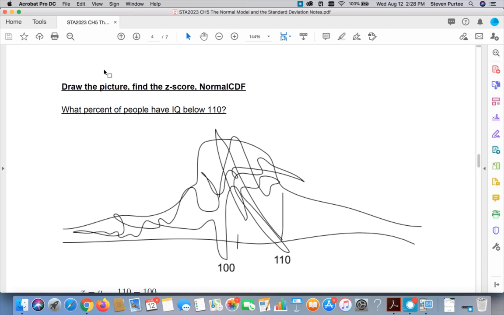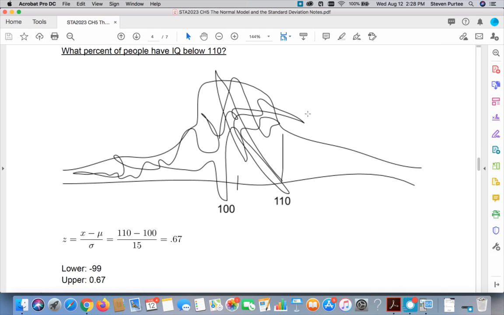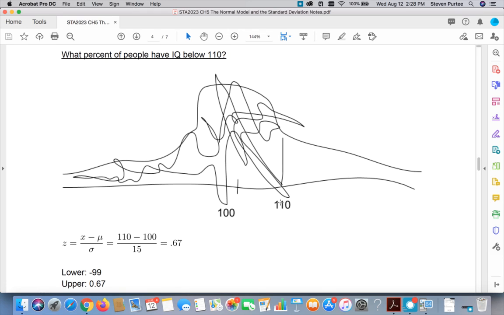Same 3 steps every time. Write this down. Draw the picture, find your z-scores, normal CDF. So right here in the middle, I have 100, my mean. 110's up here. I want to go below that. I know to shade below because the question said below. So shade everything below 110.